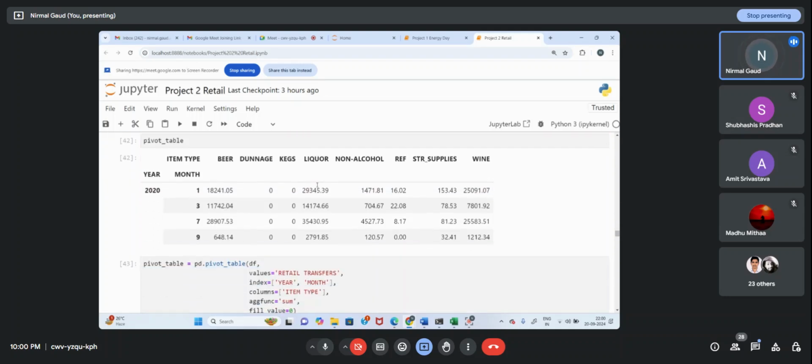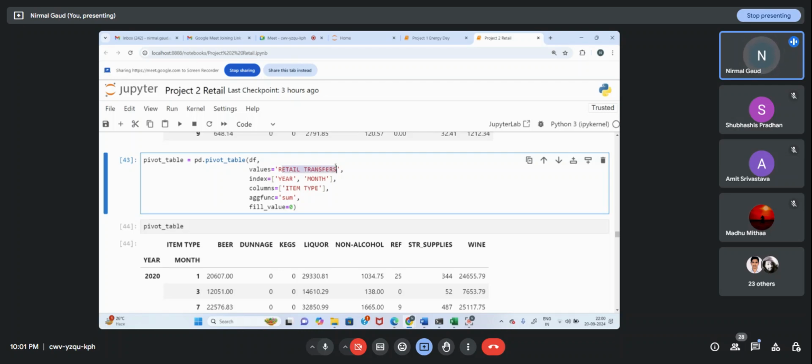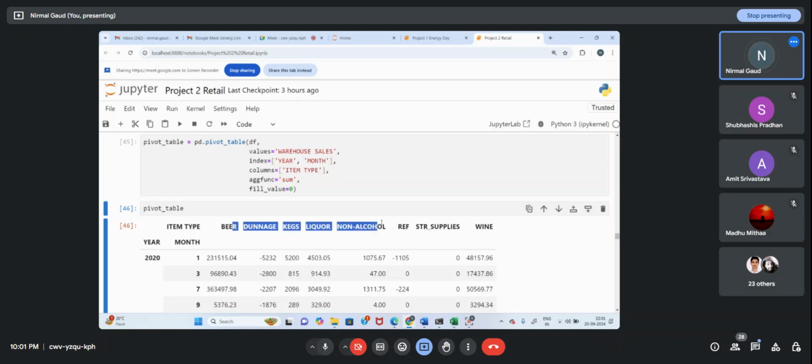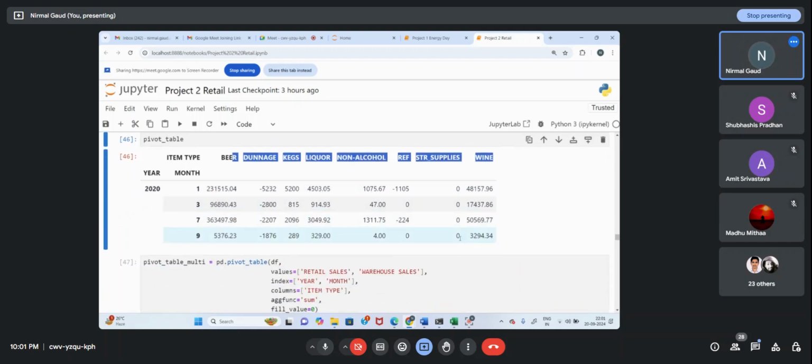So, a pivot table for this. Then for retail transfer also I made a pivot table. Then for warehouse sales also I made a pivot table. Pivot table is very much important in pandas. I request everyone, if you have discrete categorical data along with the continuous, it is mandatory to make a pivot table at least. He asked a good question, how to show the relationship. This is a way: these are the categories, and these are the max and min values for them. These are good insights which you can put.